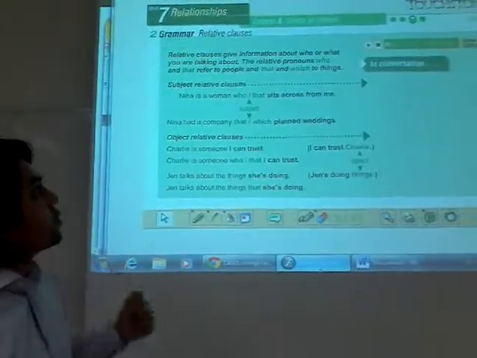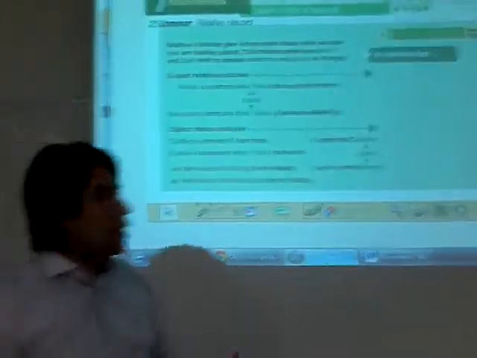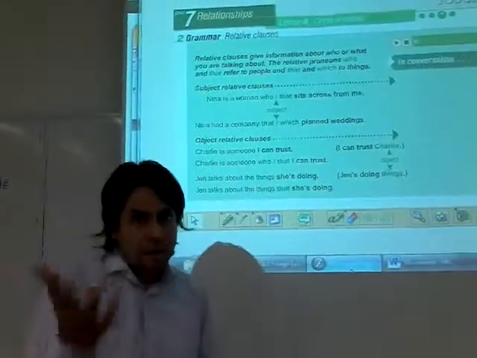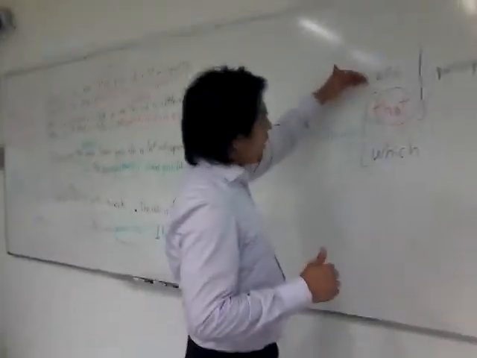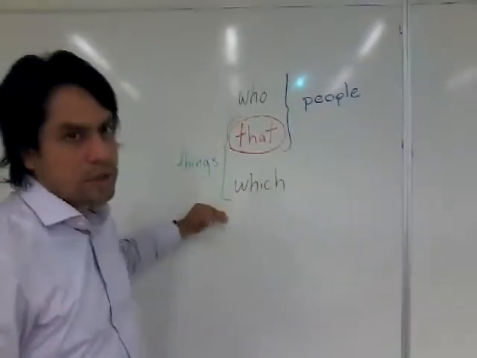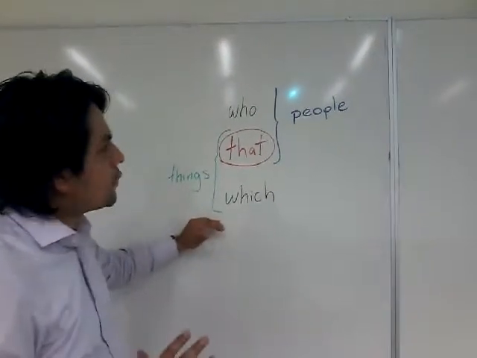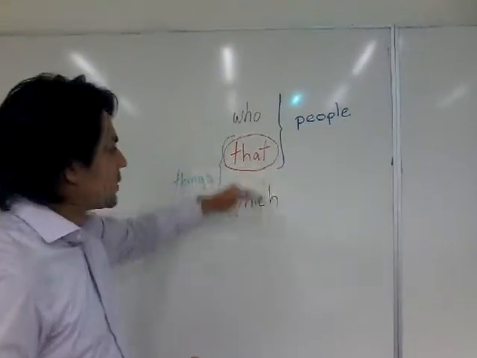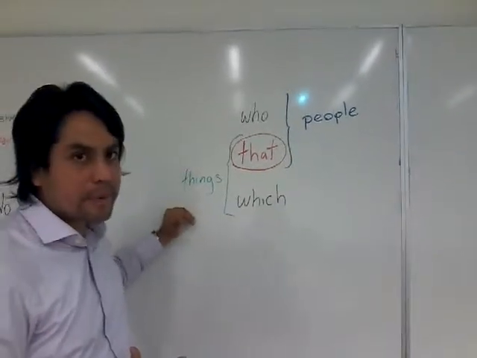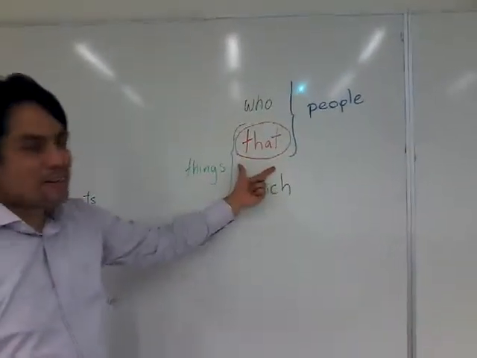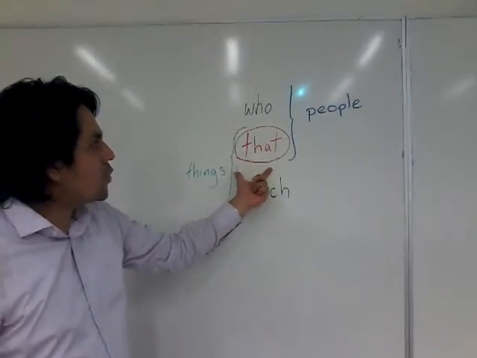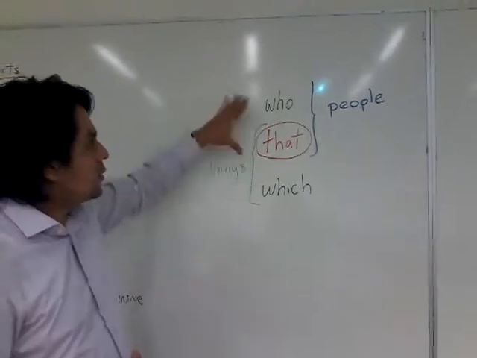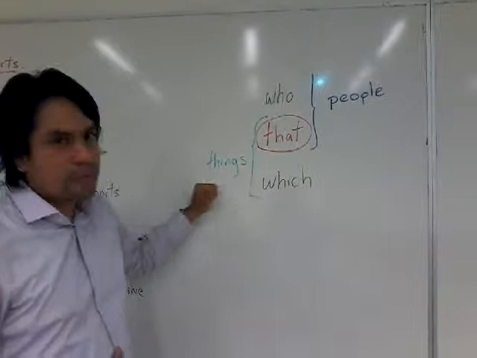Relative clauses give information about who or what we're talking about. Okay, and the relative pronouns who and that refer to people, and that and which to things. So follow me. We have these three pronouns: who, that, and which. The key here is to remember that who and that are used for people, and that and which are used for things. So actually that can be used for people and for things. Right, so that is very easy to remember. And who only for people, which only for things.